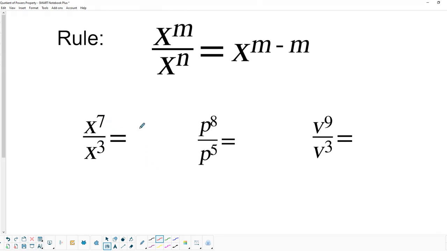So we notice that in this case, the bigger exponent is on the bottom in every case. So all we have to do is subtract the bottom exponent from the top one. And we end up with x to the 4th power. Subtract the bottom exponent from the top one because it's the smaller of the two exponents. So that leaves us with p to the 3rd power. Subtract the bottom one from the top, and that leaves us with v to the 6th power.